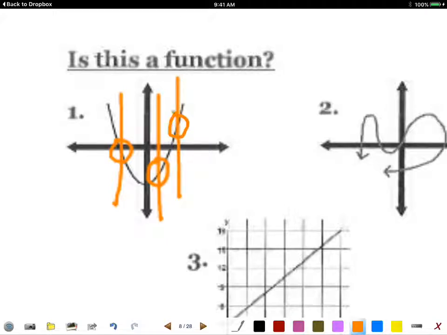It's only hitting in one location. Okay? That is a vertical line test. As long as it only crosses the graph one time, you're good. It's a function. Okay? So is that parabola a function? Yes.